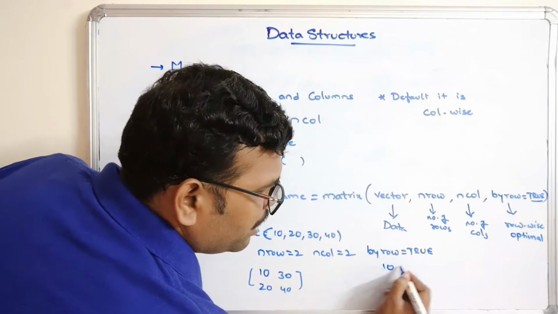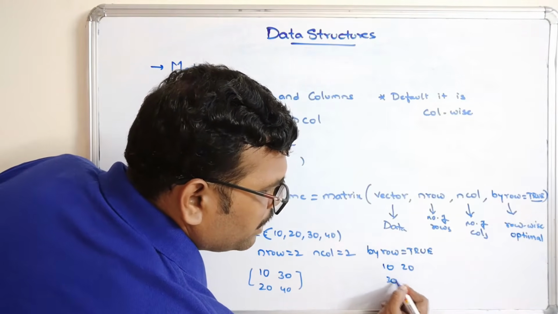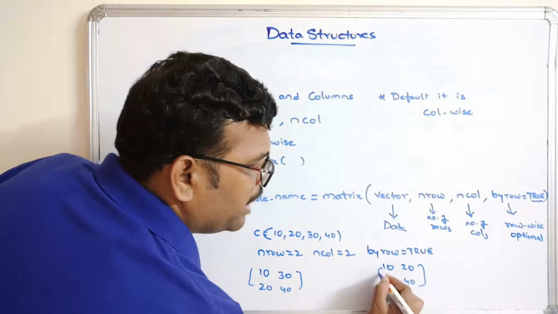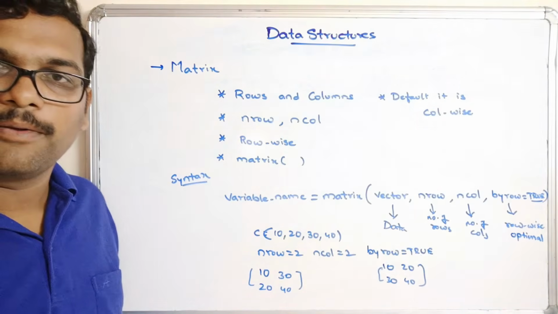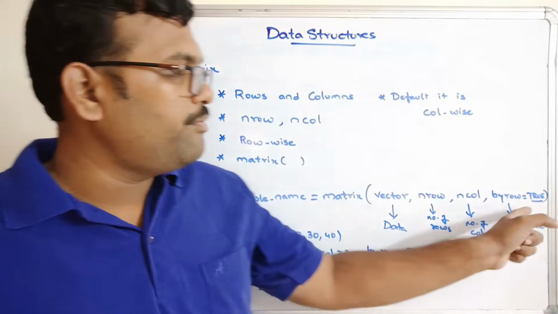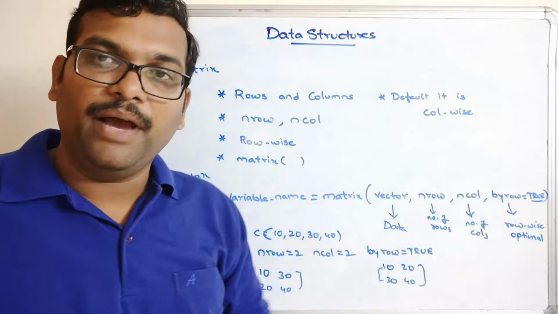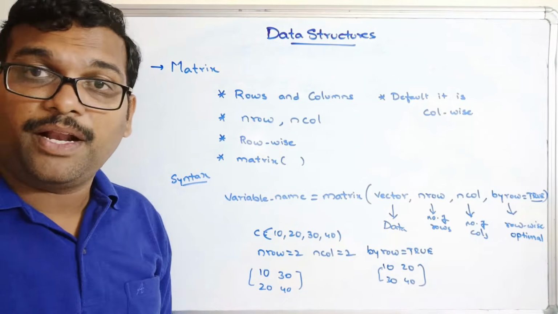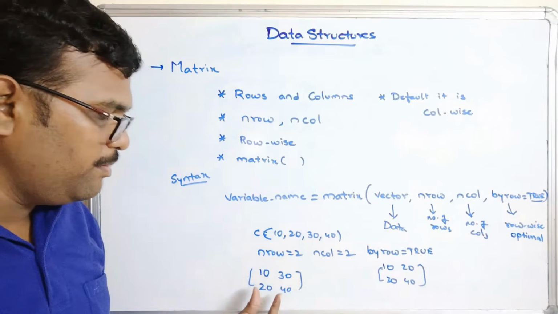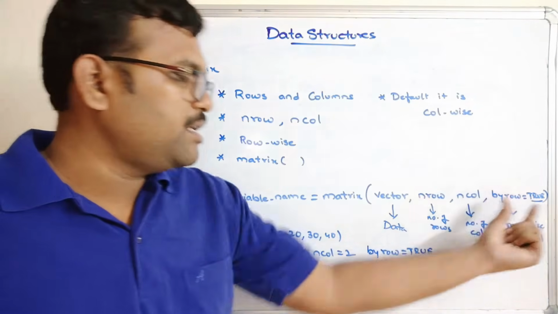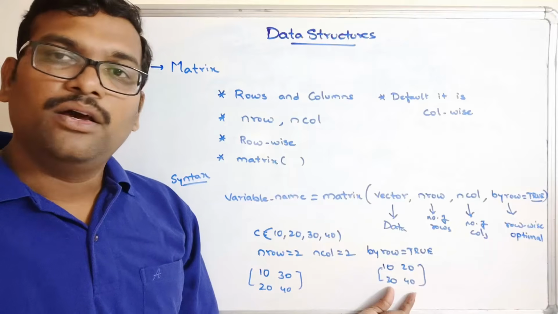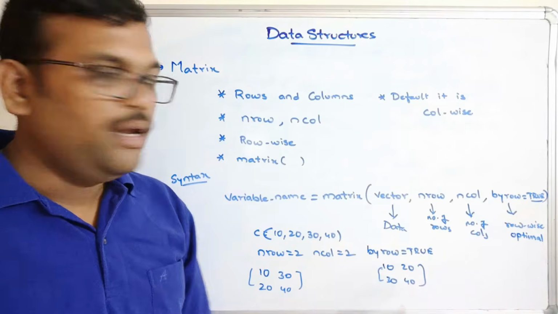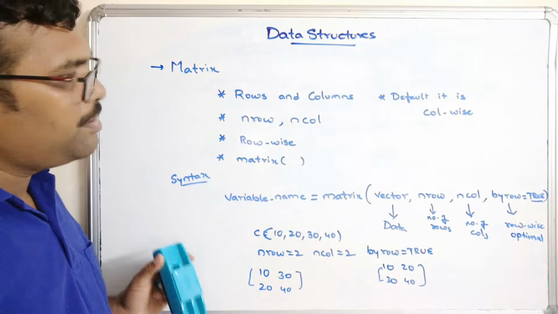Row wise means 10, 20, 30 and 40. The elements will be arranged in this order. So that is the importance of the last parameter by row. So this is an optional parameter. In its absence, data will be arranged column wise. In its presence, data will be arranged row wise, right? So this is all about our matrix.